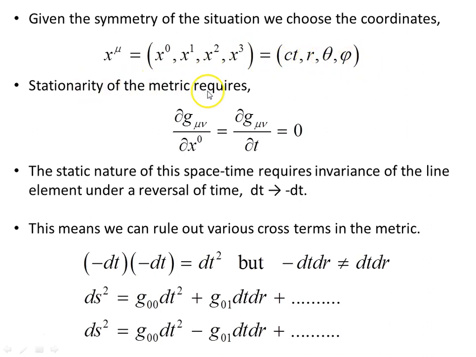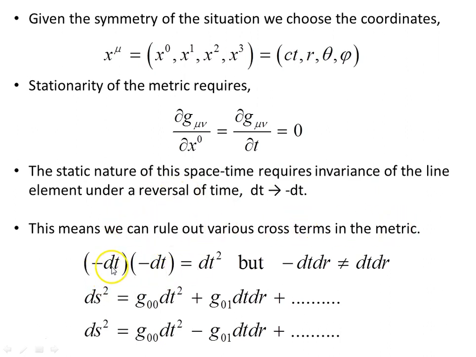Now, stationarity of the metric requires that the derivative of the metric with respect to the time component is 0. And the static nature of this space-time requires invariance of the line element under a reversal of time, so dt will be replaced with negative dt. Now this last item, invariance of the line interval under time reversal, means that we can rule out various cross terms in the metric.